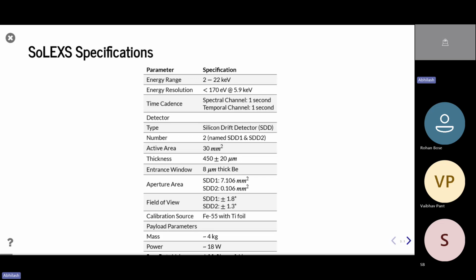If you look at the aperture area, SDD1 has the bigger aperture area and SDD2 has the smaller aperture area. As we know, currently we are in the solar maximum. Most of the data, or all of the data, is from SDD2. SDD1 has a very high count rate, too high to detect anything. So what we are releasing is only SDD2 data, which is of the smaller aperture. And the rest of the details, I think Manju ma'am covered, so I'll skip it.